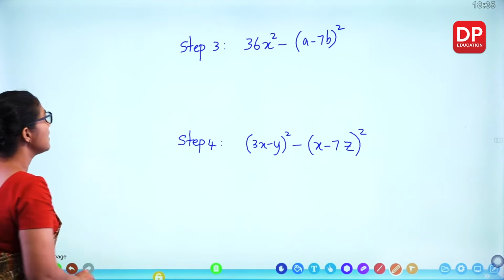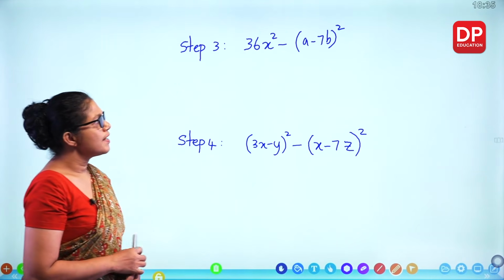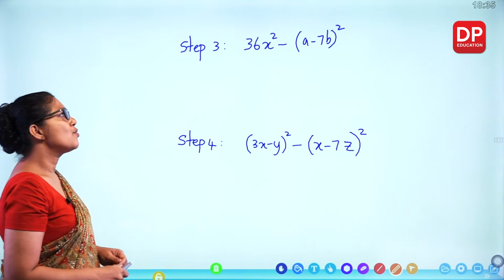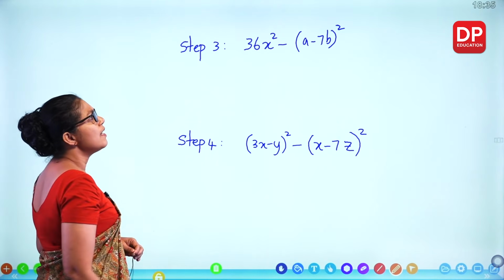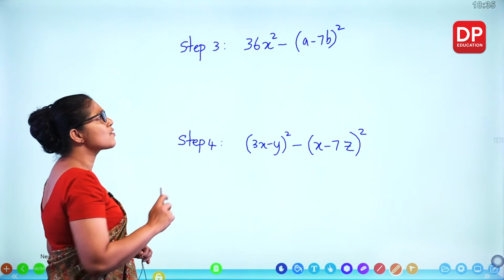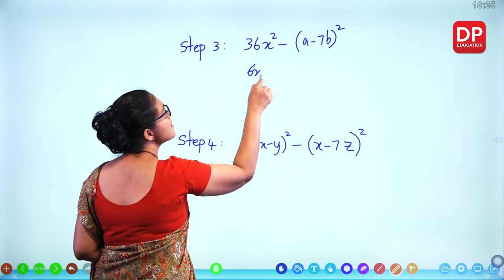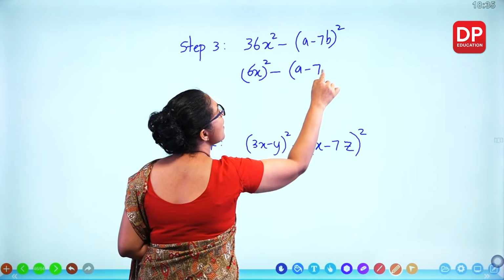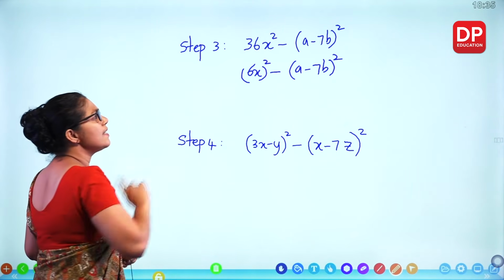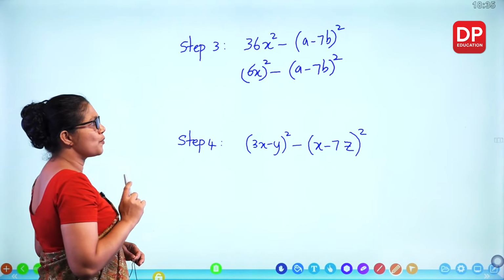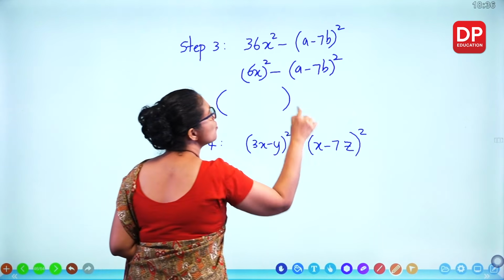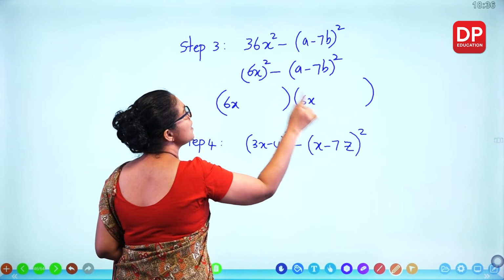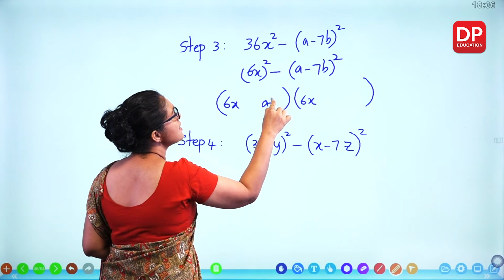Now we'll look at step 3, a different example. Again, two terms are there. See whether you can write the square term. 36. 36 is 6 squared. So we can write 6x whole thing squared. Here the square term is already given. Again, this is the difference between two square terms. What we can do? We can write two factors like this. One term is 6x. The other term is a minus 7b.